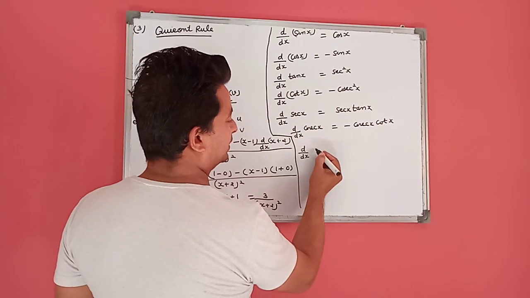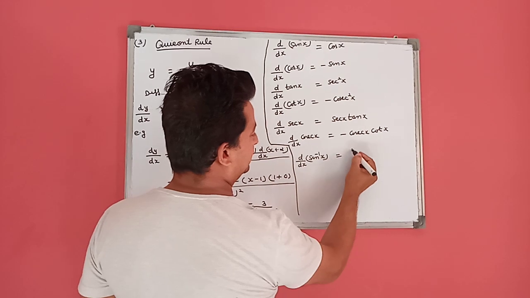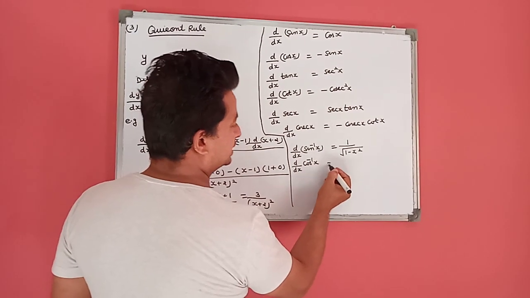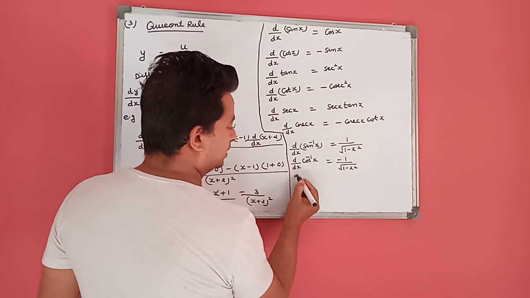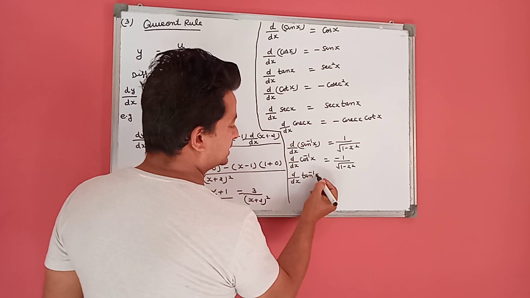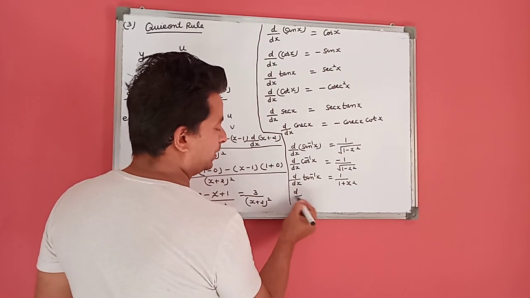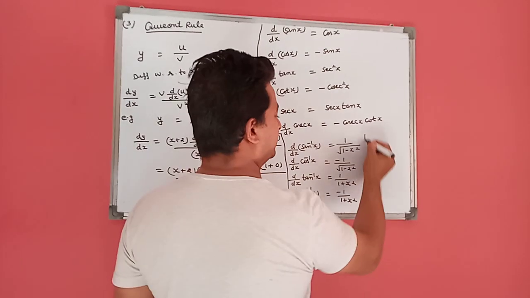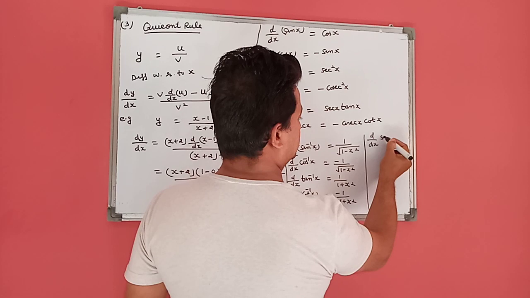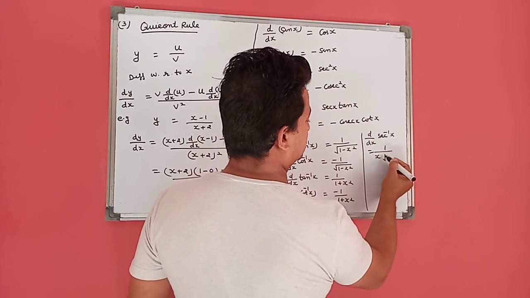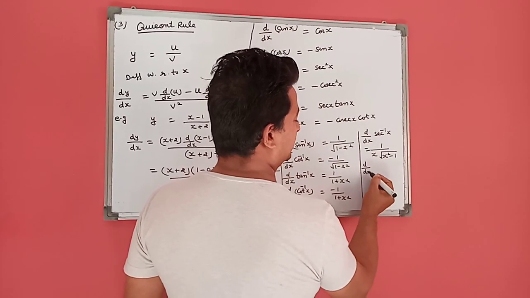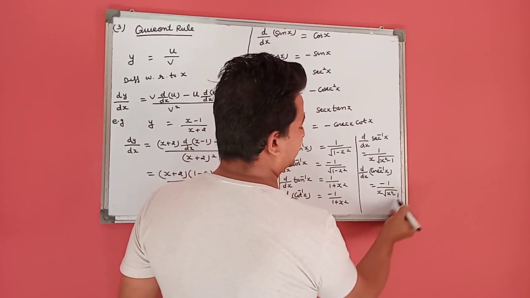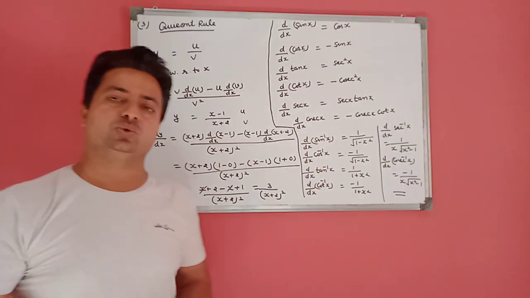In inverse trigonometric functions, the differentiation of sin^-1 x is 1/root(1 - x^2), the differentiation of cos^-1 x is minus 1/root(1 - x^2), the differentiation of tan^-1 x is 1/(1 + x^2), the differentiation of cot^-1 x is minus 1/(1 + x^2), the differentiation of sec^-1 x is 1/(x root(x^2 - 1)), and the differentiation of cosec^-1 x is minus 1/(x root(x^2 - 1)). These are the 6 inverse T ratio results.